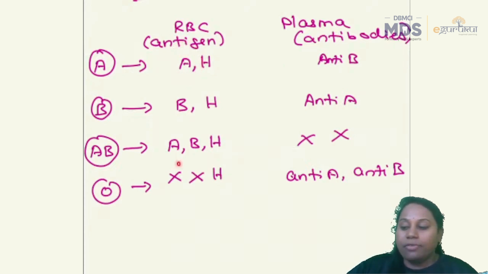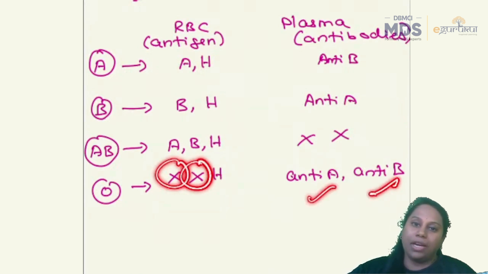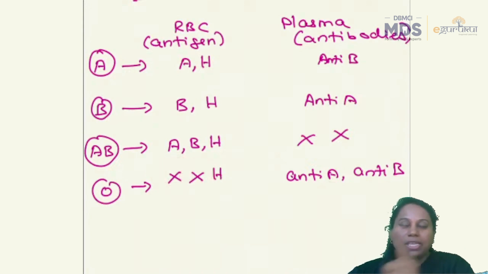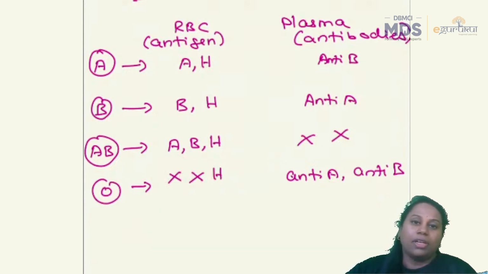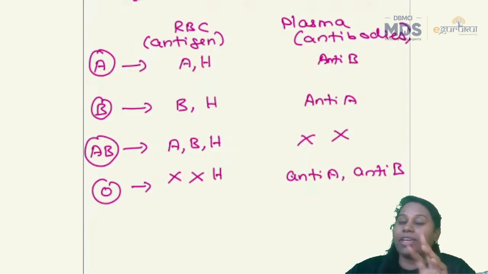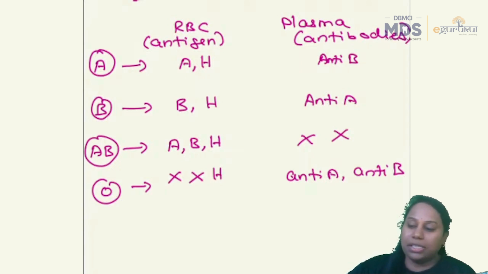Take O group, if you don't have both A and B antigen, then you can have anti-A, anti-B antibody. So if any antigen is present, the same antibody should not be present. That's all. If antigen is absent, then the same antibody can be present. These are the two Landsteiner's laws.